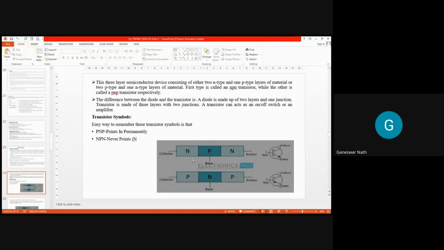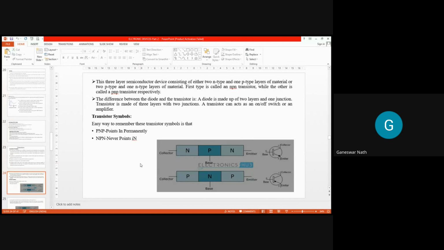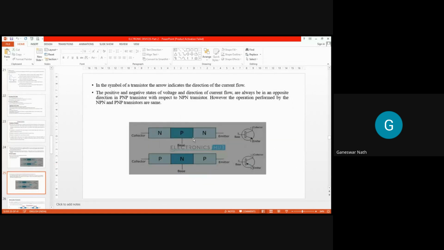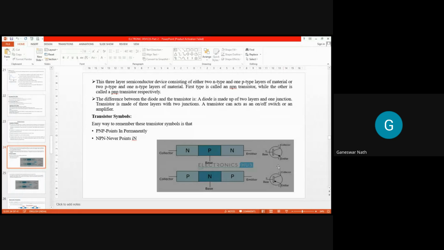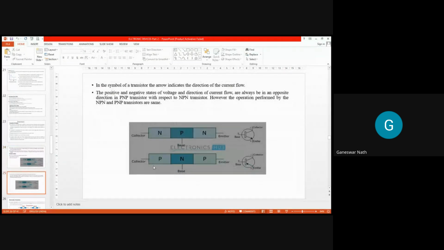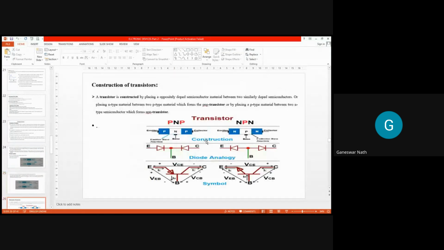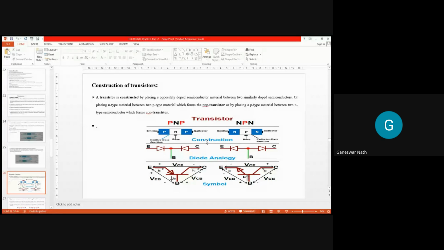Then here you can find the symbolic representation that you can see. This is for the NPN and this is for the PNP. And you can see, yes, these are the same symbols that I am showing here. Okay. Now coming to the construction.